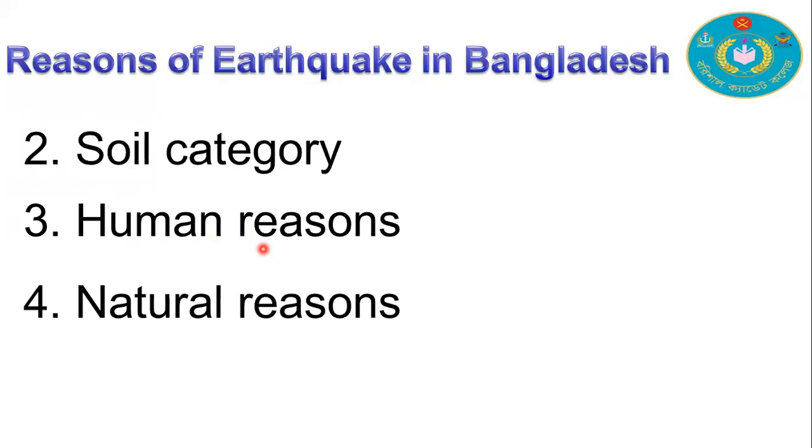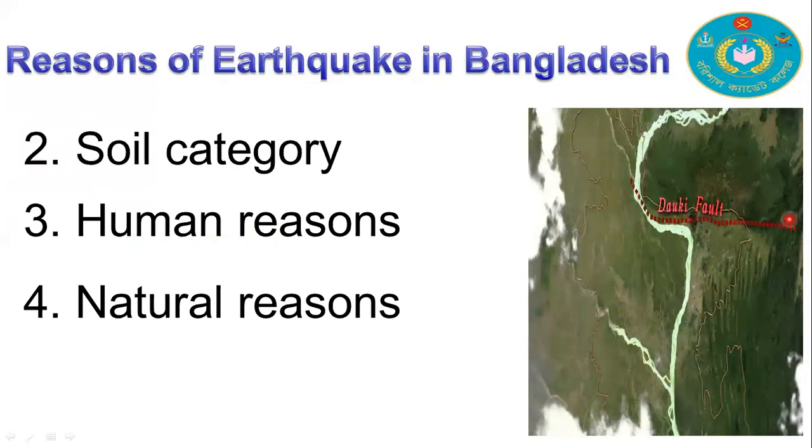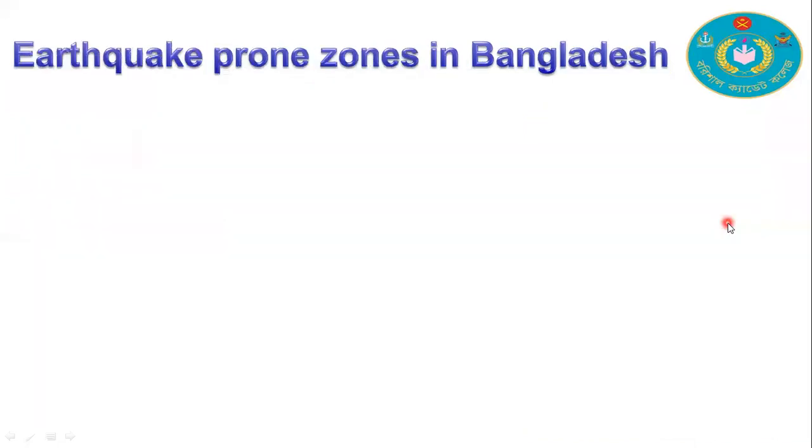Another one is natural reasons. There are some natural reasons responsible for earthquakes in Bangladesh. You can see the location or position of the Dauki fault clearly shown here. You can see this dotted red line is the Dauki fault. You can address it as one of the natural reasons.